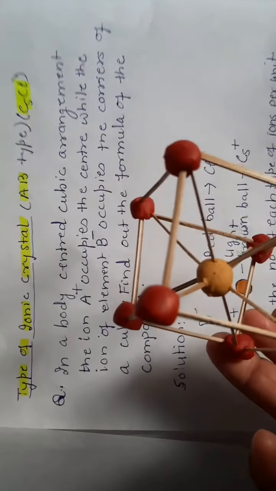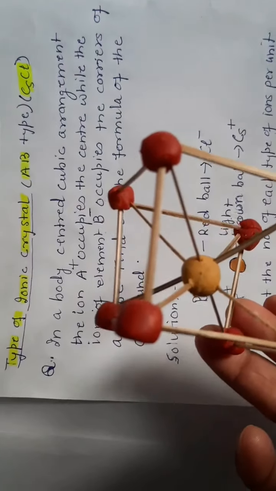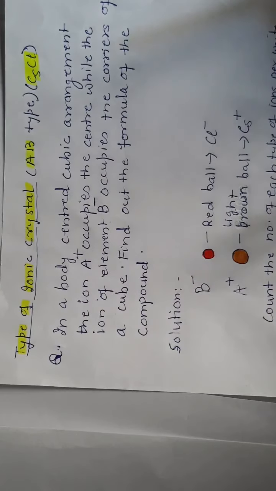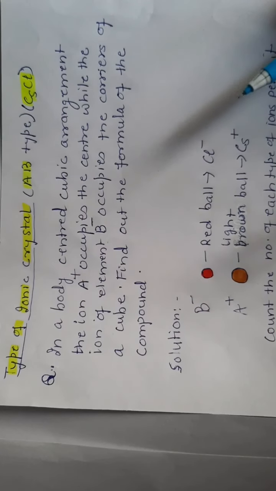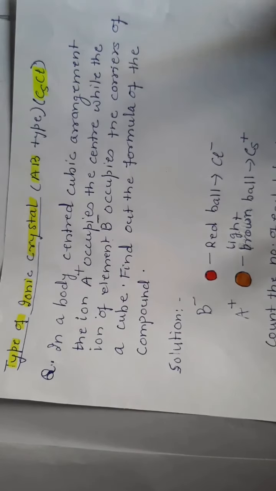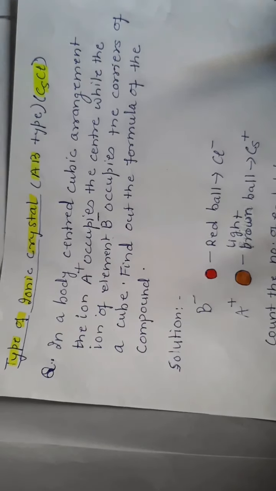Let us solve this question today. In a body-centered cubic arrangement, ion A plus occupies the center while the ion of element B, that is B minus, occupies the corner of a cube. Find out the formula of the compound or the crystal.